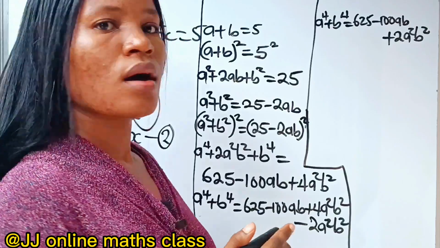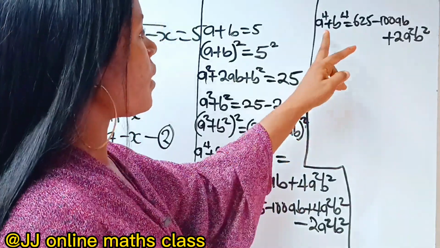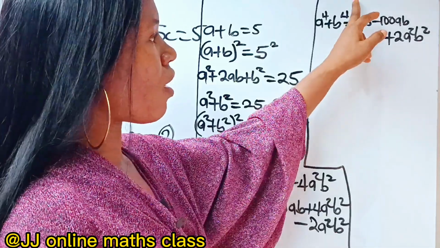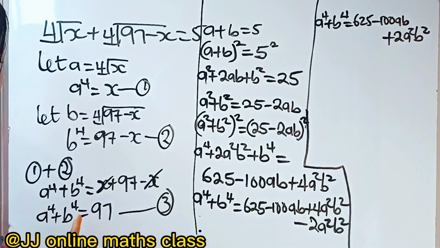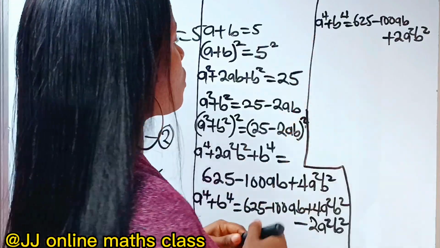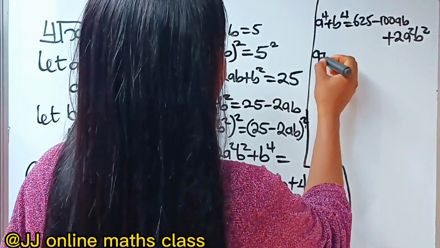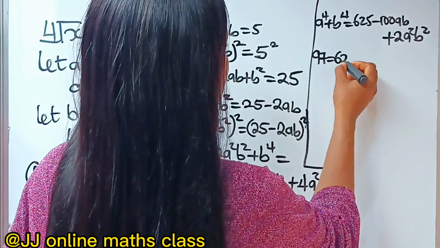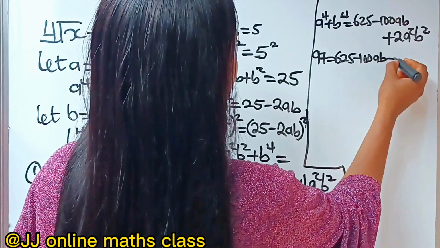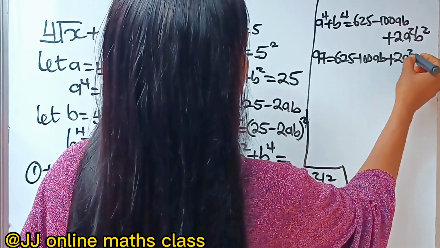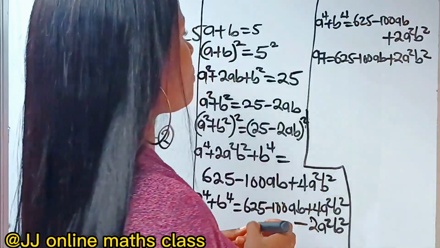All right, recall that a squared plus b squared is equal to 67. Remember where we wrote it? 97, sorry. See it here, a to the power of 4 plus b to the power of 4 is equal to 97. So we are going to substitute that here. So we have that 97 is equal to 625 minus 100ab plus 2a squared b squared.